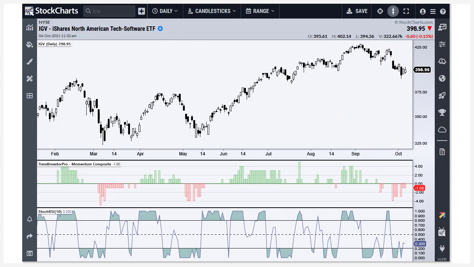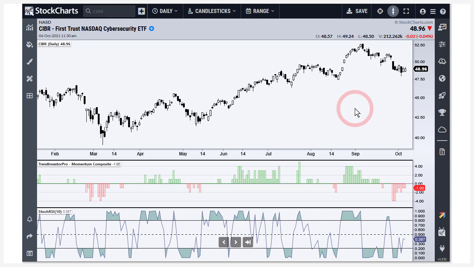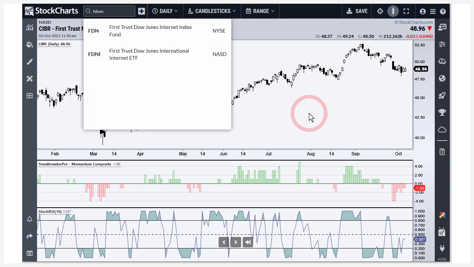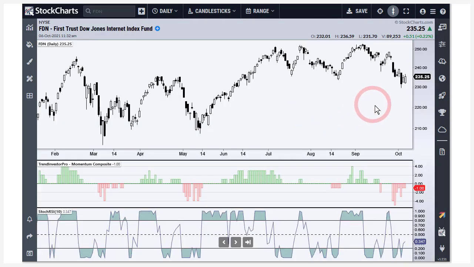Now, as far as other ETFs are concerned, we got CIBR, which is the cybersecurity ETF. And there you can see the 2 inside days as well. So we've got a harami working, and we need to get a breakout of that harami to reverse that slide. And if you look at May, there you can see the harami as well. If we look at the First Trust Internet ETF, we can see a similar thing. Whoops, got to get that symbol right. There we go. There you can see the 2 harami.